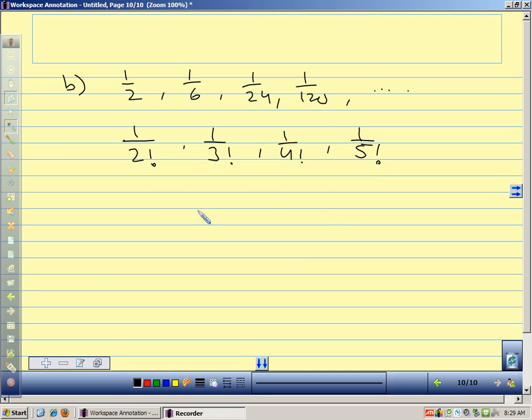So if we start at n equals 1, the nth term is 1 over (n plus 1) factorial. If I plug in 1 here, I get 2. If I plug in 2 here, I get 3. 3, I get 4. So that would be my nth term here.